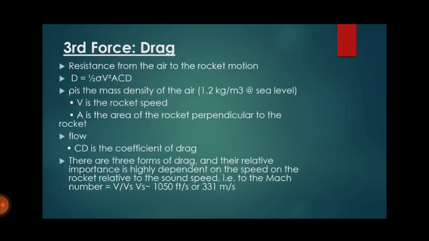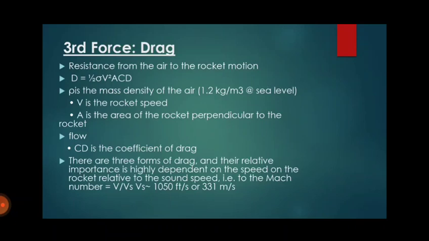Third, force drag, resistance from the air to rocket motion. D is equal to half into rho into v square into A into Cd. Rho is the mass density of the air. At sea level, the mass density of air is 1.2 kg per meter cube. V is the rocket speed. A is the area of the rocket perpendicular to the flow. Cd is the coefficient of drag.